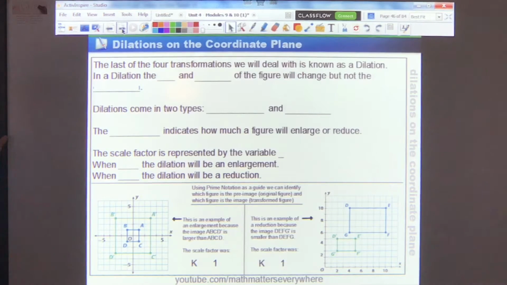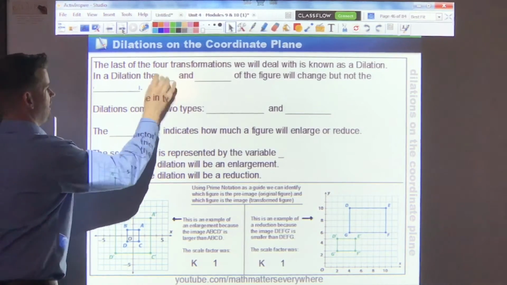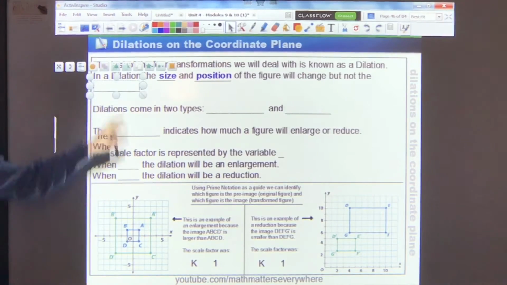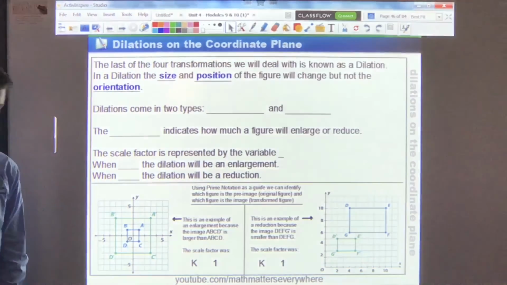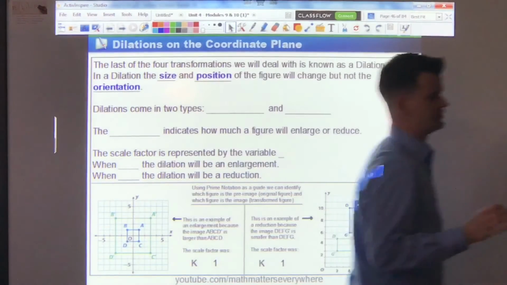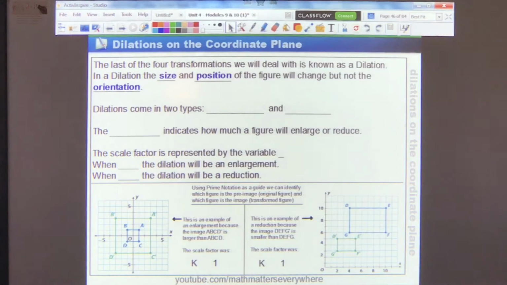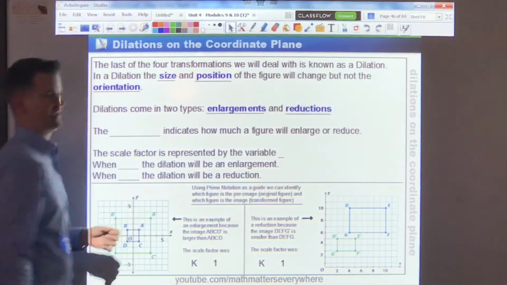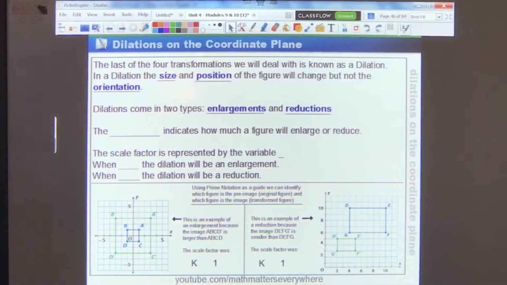is known as a dilation. In a dilation, the size and position change, but not the orientation. So size and position will change when you dilate a figure. Orientation will not. All right, so dilations come in two types: enlargements and reductions. Enlargements get bigger. Reductions get smaller.